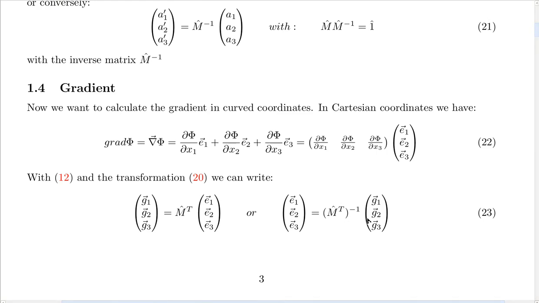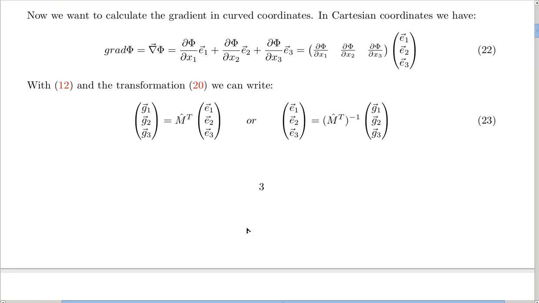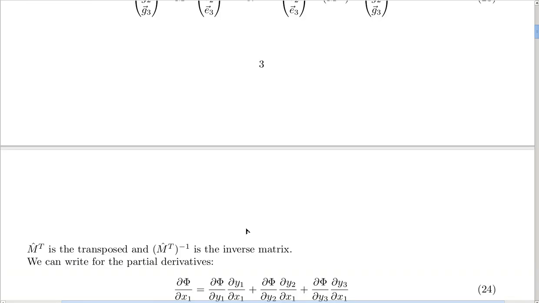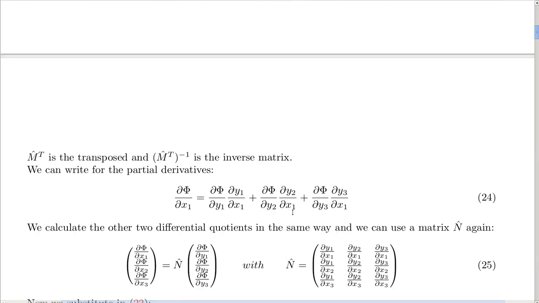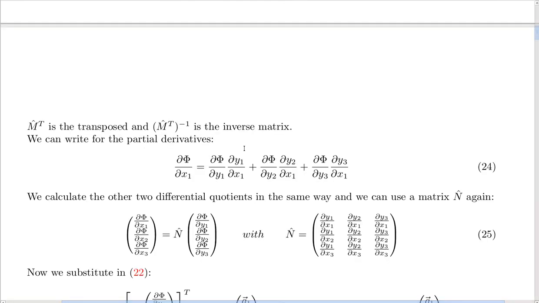Or in the other direction, then we have to use the inverse matrix of the transposed M, and so we can transform the vector with the g vectors into the vector with the e vectors. Okay. Then, because we want to know the gradient in the curved coordinates, we use here the chain rule of the differentiation. That should be clear from calculus.